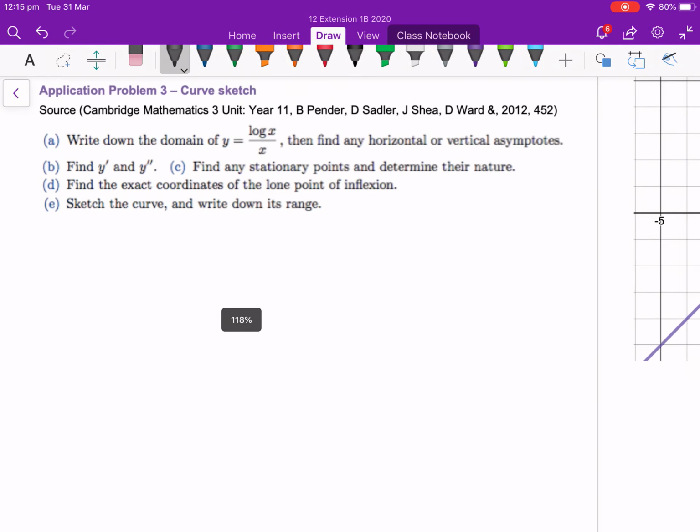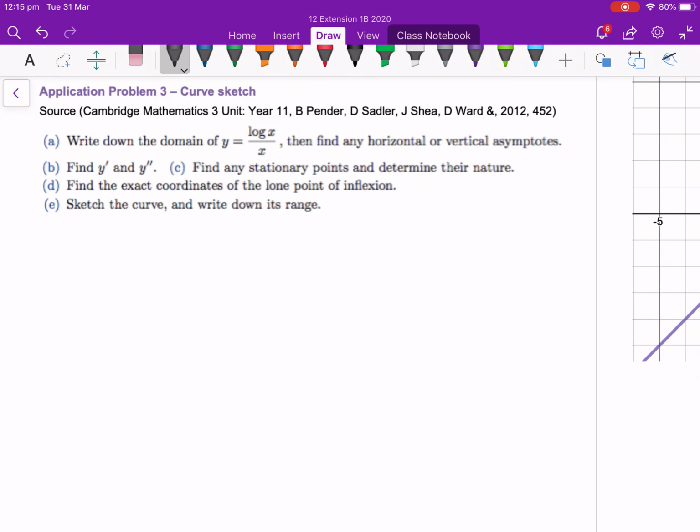Okay, so we're looking at our third application problem, which is a curve sketch using calculus. And there's a few different aspects that go into this that make this quite a difficult question.